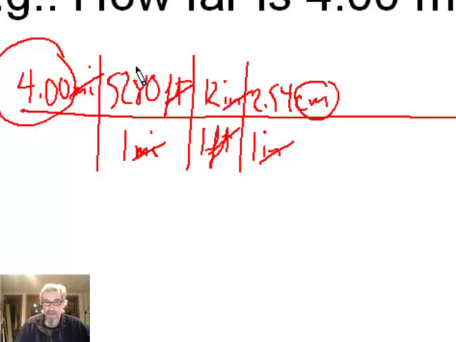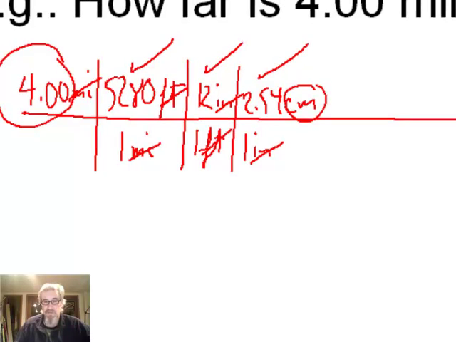5,280 feet is exactly a mile. That's an exact number. 12 inches is exactly a foot. That's an exact number. And this 2.54 centimeters is an inch. That's also an exact number. That's the definition of what an inch is now that we have the SI system. So with those 3 as exact, the only thing that really matters is how many significant figures are in 4.00, and that's 3. So I rounded my answer off to 644,000, 3 significant figures.